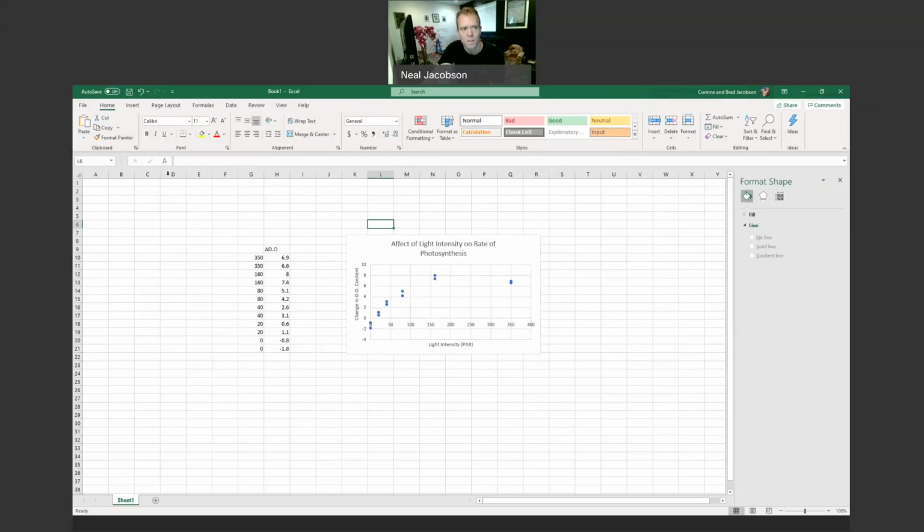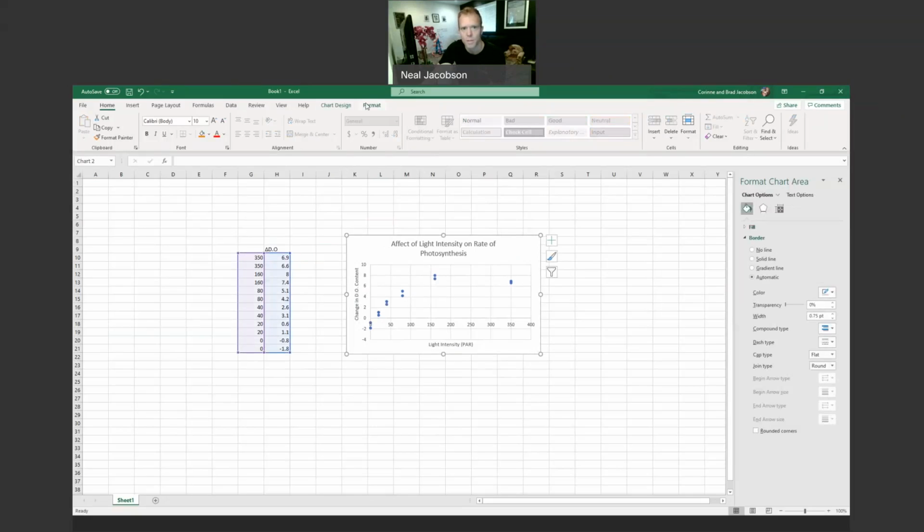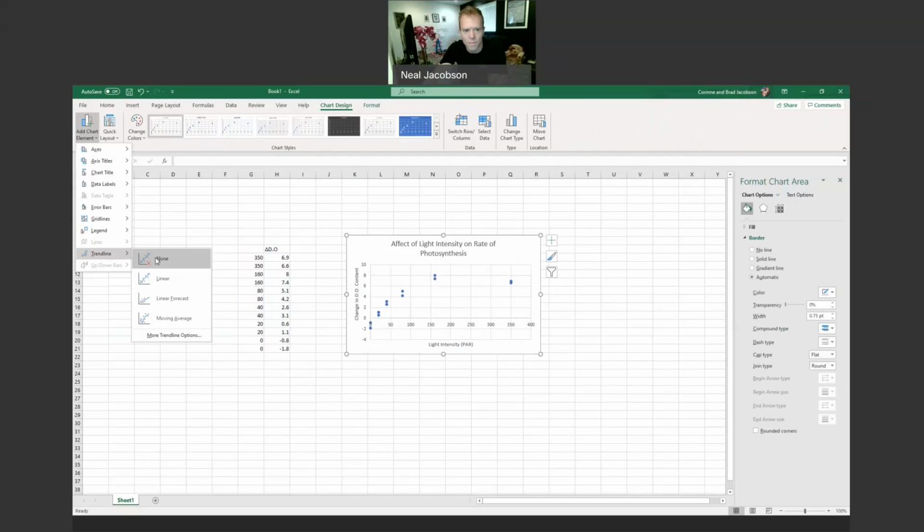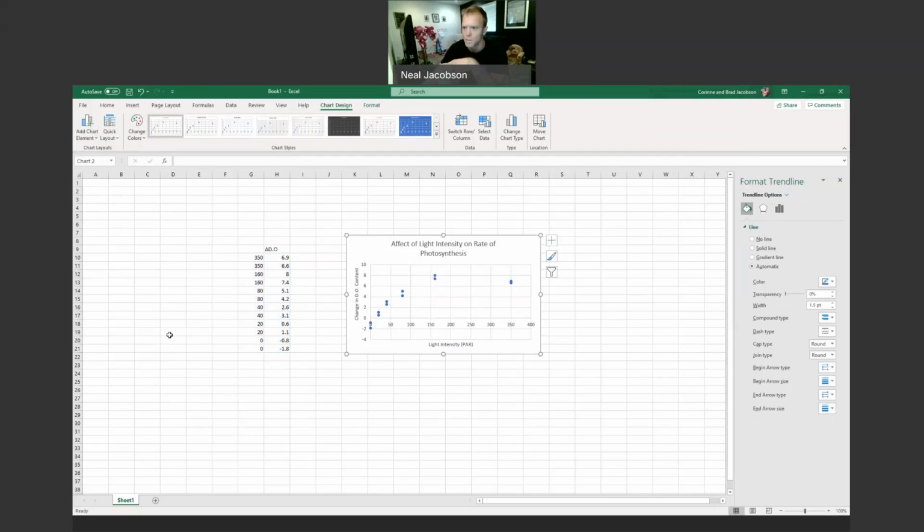It's pretty robust. So we're going to come up and click on our graph so we have it selected. Then we're going to come up to chart design and add a chart element. Just like we did our titles, we're going to come down here to trend line. Now, linear doesn't really work because it's not shaped like a line, it's shaped like a curve. We've got linear forecast, moving average. None of those look good. So let's go more trend line options.